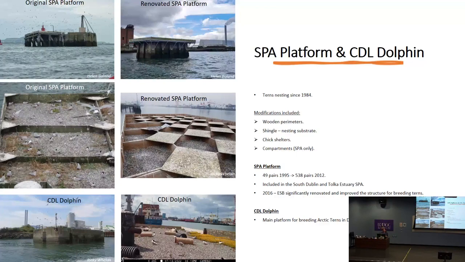So the SPA platform rose from 49 pairs in 1995 to a peak of 538 pairs in 2012. It's so important for breeding common terns that, in fact, it was included within the South Dublin and Talca Estuary Special Protection Area. However, it's quite an old structure, and over the years it began to deteriorate. And in 2016, it partially collapsed. So ESB, which managed the platform, significantly renovated and improved the structure for breeding terns, and they did a really good job, to be honest. And we'll go into some of the modifications that they made later on.